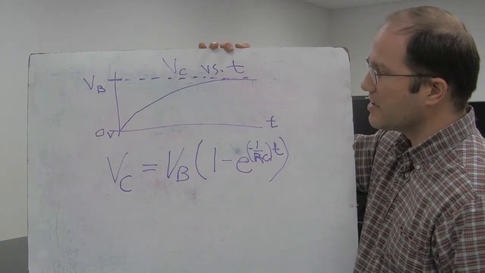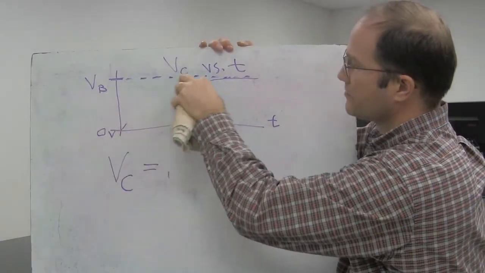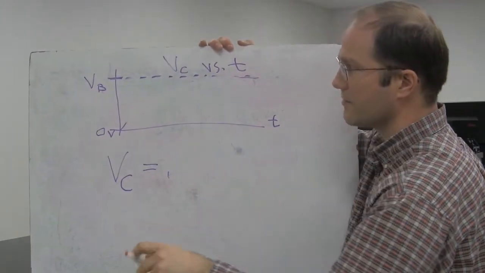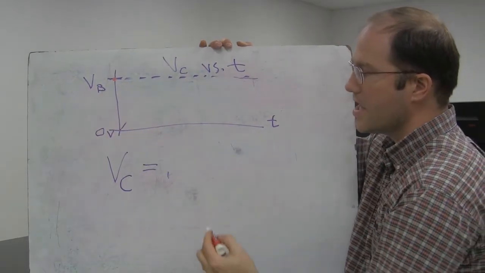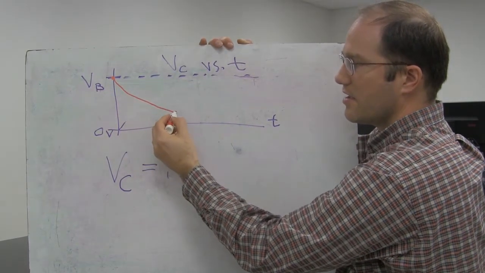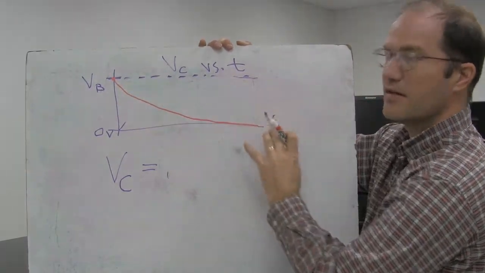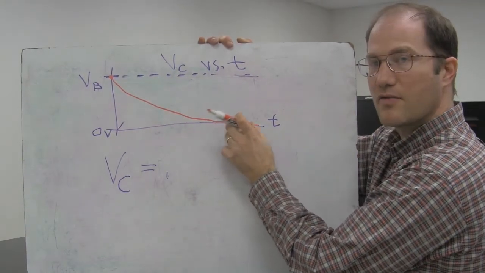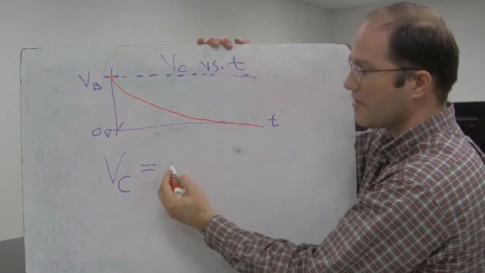Now the equation's a little bit different for a discharging capacitor. So let's look at a discharging capacitor. Now when we start to discharge our capacitor, we're going to start with a capacitor that's fully charged. So it's going to be at the battery voltage, so that's where we want to start. And it's going to start discharging rather quickly, but as it loses charge, that force decreases, and so it begins to discharge at a less and less quick rate here.